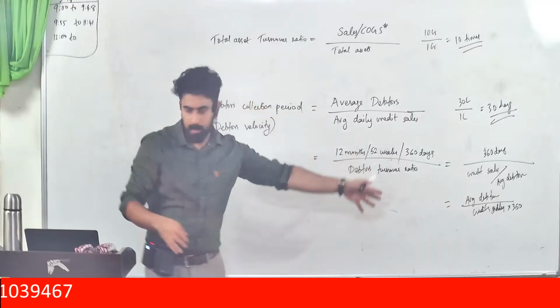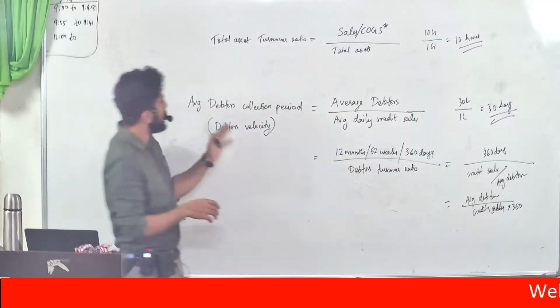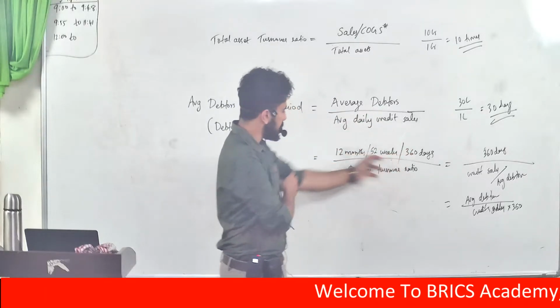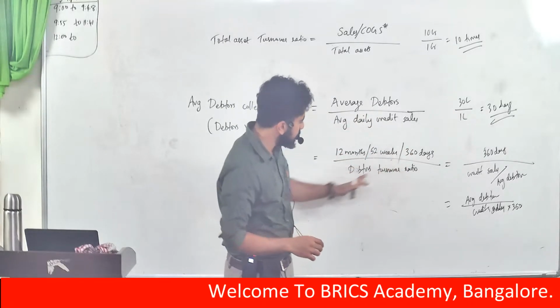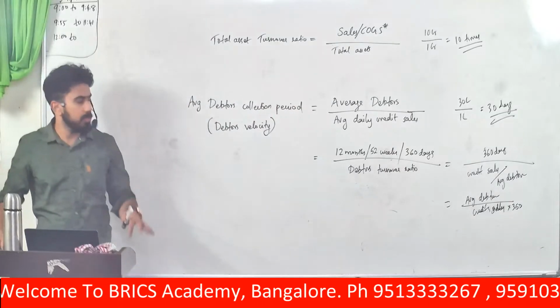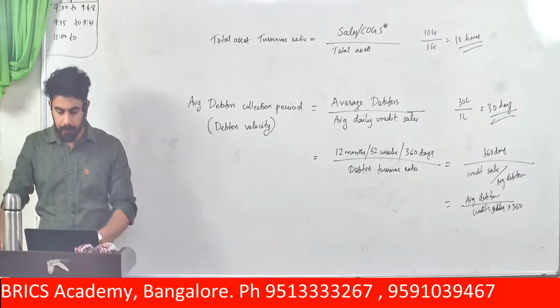Okay, just write this formula, guys. I'll come back. Average debtors collection period is equal to average debtors divided by average daily credit sales, or 12 months or 52 weeks or 360 divided by debtors turnover ratio. We'll come back to this.